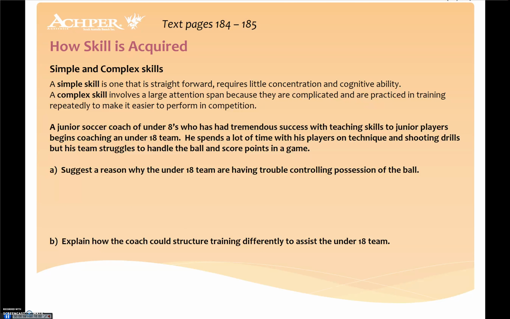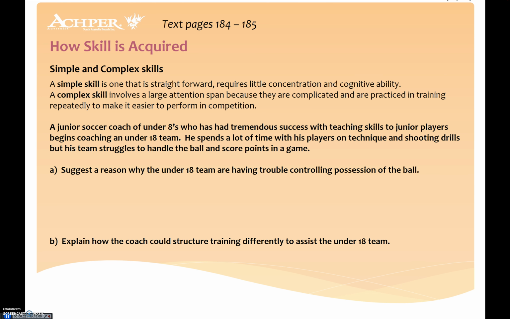Alright, so a simple skill is one that's straightforward, requires little concentration and cognitive ability. A complex skill involves a large attention span. So, a junior coach of under-8s who has tremendous success with teaching skills to junior players begins to coach an under-18 team. He spends a lot of time with his players on technique and shooting drills, but his team struggles to handle the ball and score points in the game.